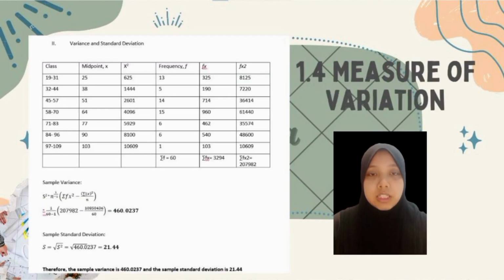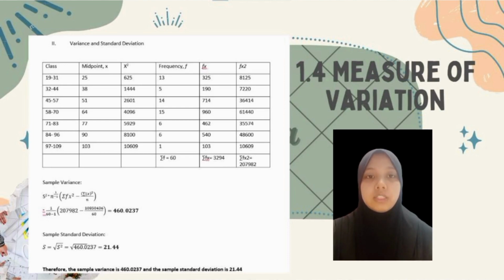For variance and standard deviation, there are two steps. First is to find the sample variance with the formula 1 divided by n minus 1, in bracket, total fx to the power of 2 minus the total fx in bracket to the power of 2 divided by n. So 1 divided by 60 minus 1, in bracket, 2007982 minus 10,080,000 8,050 436 divided by 60, equal to 460.0237. So the answer is 460.0237.